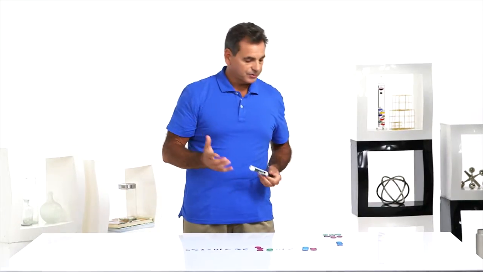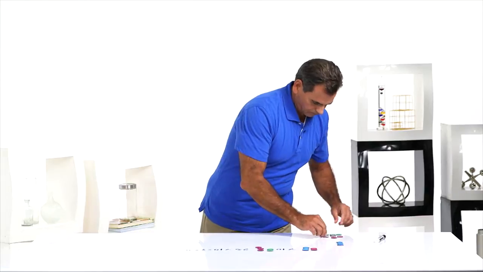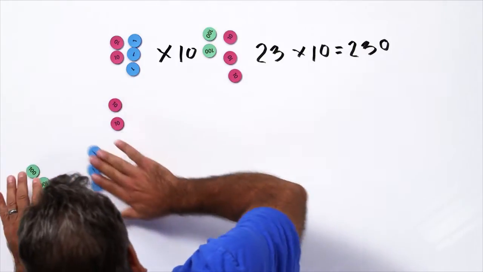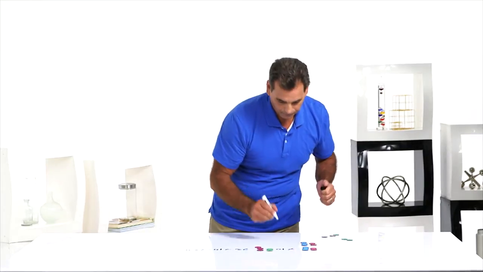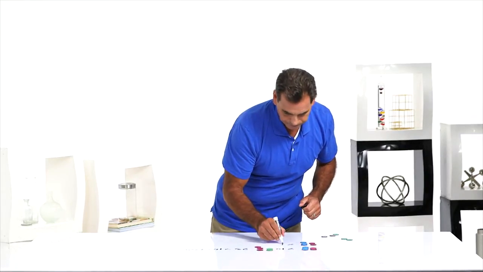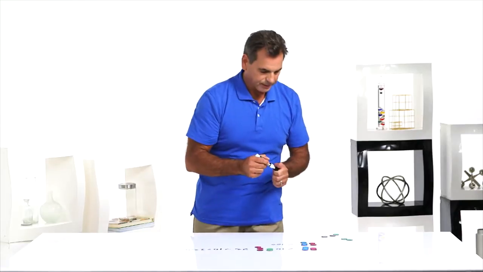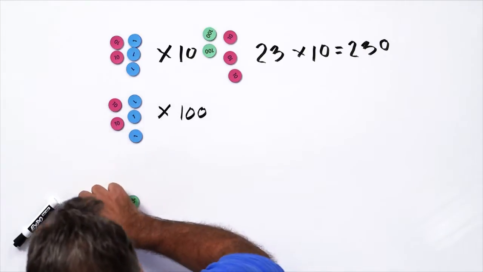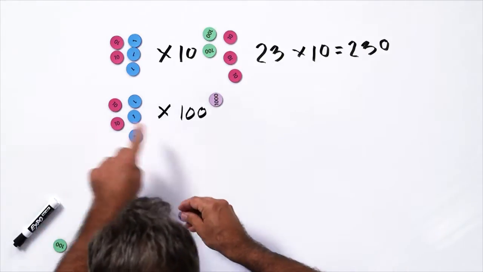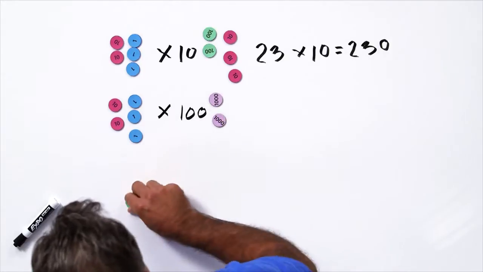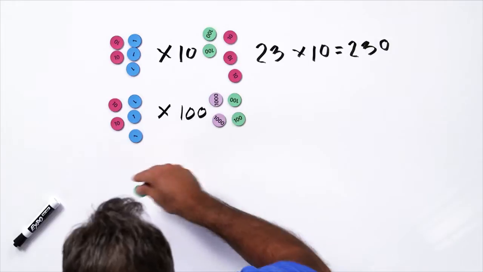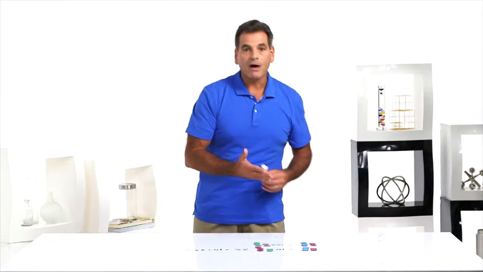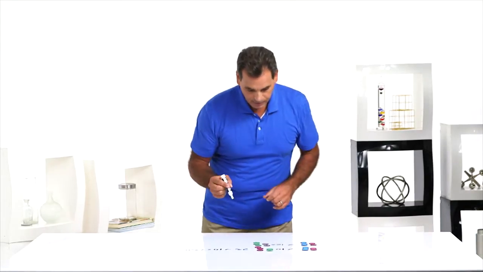Now have them build the next number, 23 again. But this time we're multiplying by 100. Students know how to multiply by 10 and 100. 10 times 100 equals 1,000. 1 times 100 is 100. Now have them record what they built.